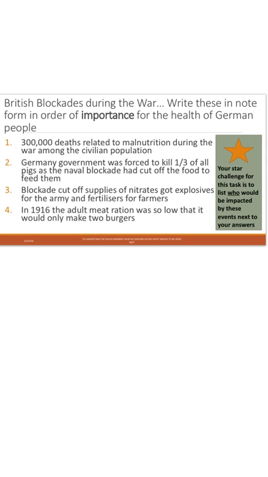Number 2, the German government was forced to kill 1/3 of all pigs as the naval blockade cut off food to feed them. So we're looking at shortages of meat for people, but also food for livestock as well. And the blockade cut off supplies of nitrates, which stopped explosives from being able to be made, but also meant that fertilizers for farmers were stopped, and that had a big impact on crops. And then finally, in 1916, the adult meat ration was so low that it would only make 2 burgers. And so we're talking about adults in Germany not being able to eat enough properly.